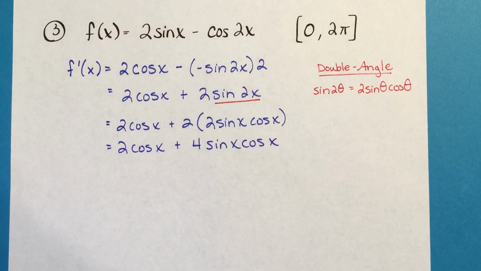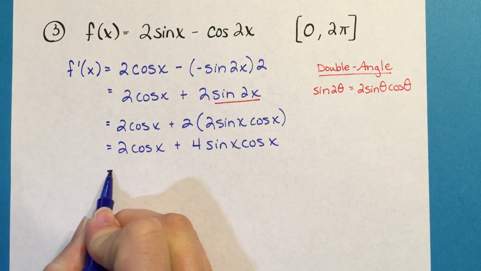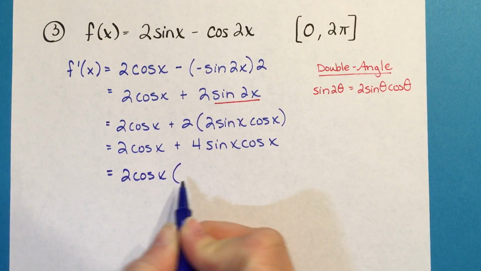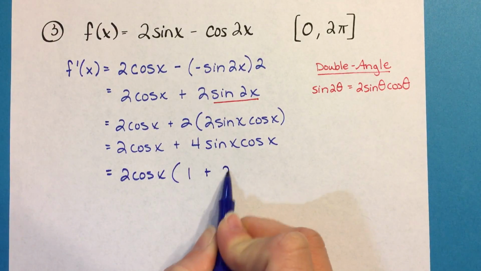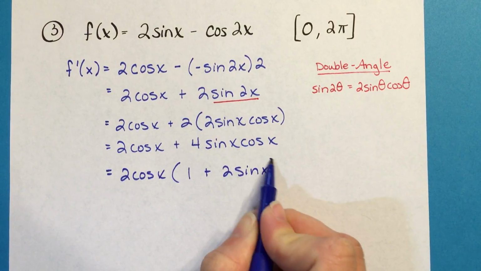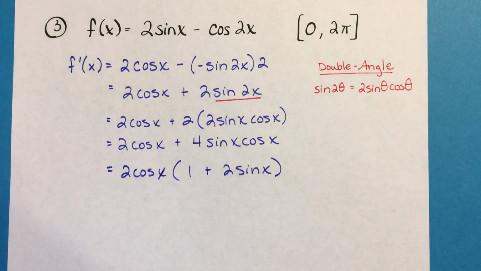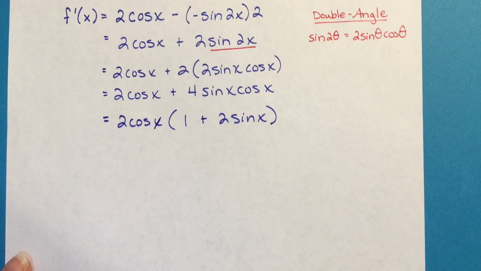Okay, now to be able to solve this, what you can do now that you couldn't do a while ago is you have a common factor of 2 cosine x that you can factor from each of these terms. Okay, so what that does is it separates your sine from your cosines.